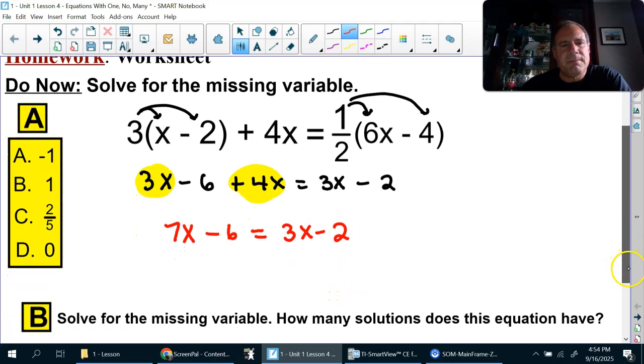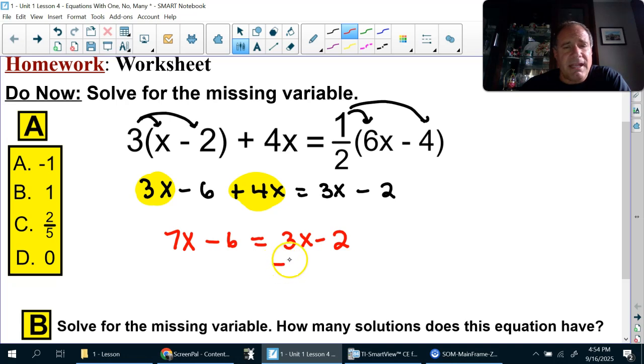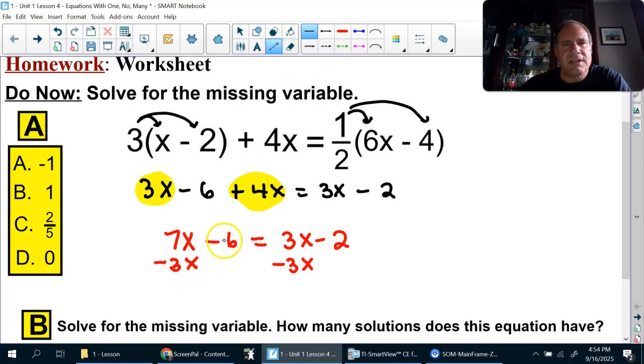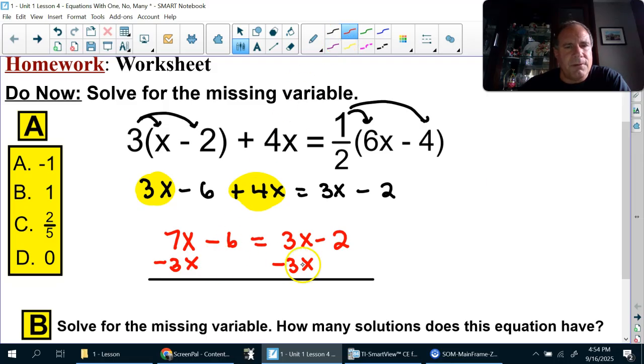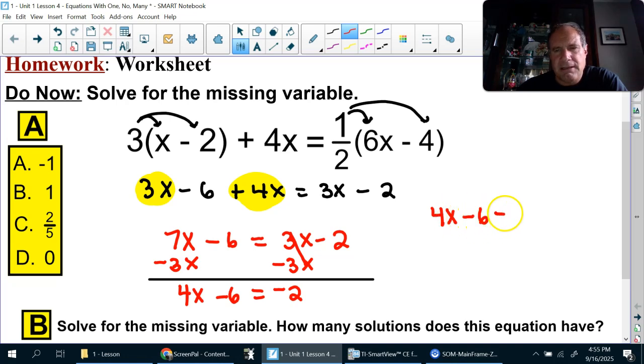Now, your job is to solve this by getting the smaller coefficient, smaller x, over to the larger x. And just like that, we are going to cancel out the 3x, and we're going to go 4x minus 6 equals -2. And I'm going to rewrite that right here. 4x minus 6 equals -2.